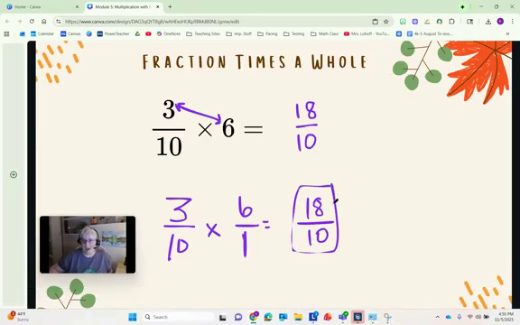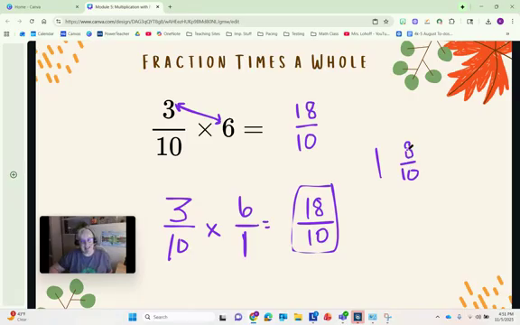That's an improper fraction alert. We have made at least one whole group. If I have 18 and each whole unit is made up of 10, well, I could subtract 18 minus 10. That would leave me with 8/10, and I will have made one whole unit. So 18/10 is equal to 1 and 8/10.